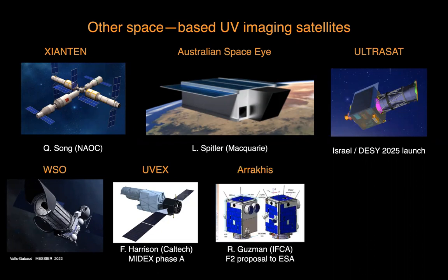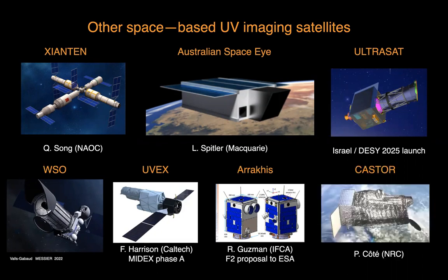We have Arrakis, which is a Spanish-led mission, which is a small version of MESSIER, I would say. And then you have Castor, a Canadian-led mission, which also has spectroscopic capabilities. But none of these are actually optimized for low surface brightness. So we have no competition.